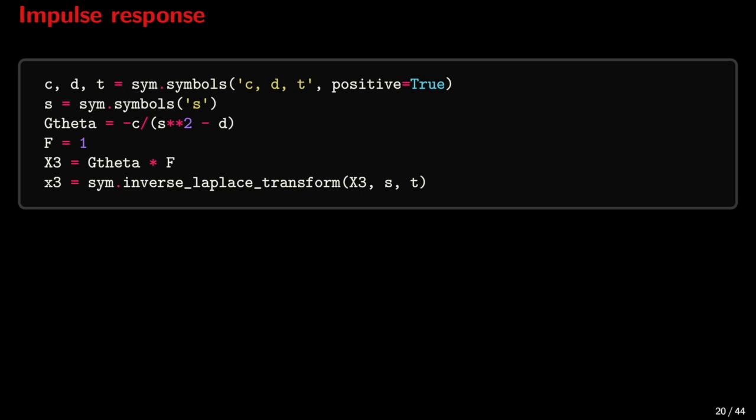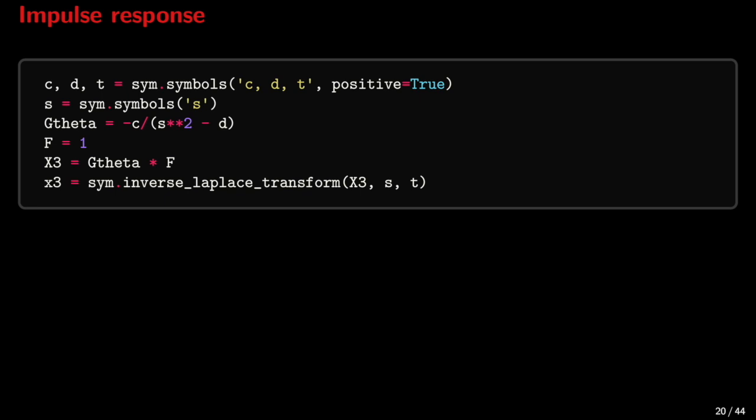The impulse response of the system is the output when the input is a Dirac pulse. The Laplace transform of the Dirac pulse is 1. We write F equals 1. As we discussed before, to determine the output, we just multiply the input by the transfer function. We do x3 equals G theta times F. This gives the output of the system in the s domain.